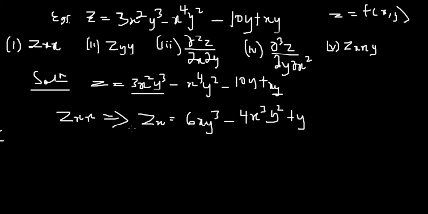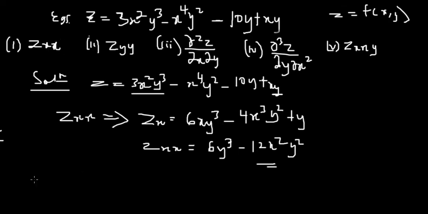Now we've taken the first partial derivative, so let's take the second partial derivative. Note we are differentiating 2 times. So from here we have 6y cubed, then minus, this will give us 12x squared y squared. This will be our final answer for the first question. So we partially differentiated 2 times, that's z_xx, and we ended up with this.